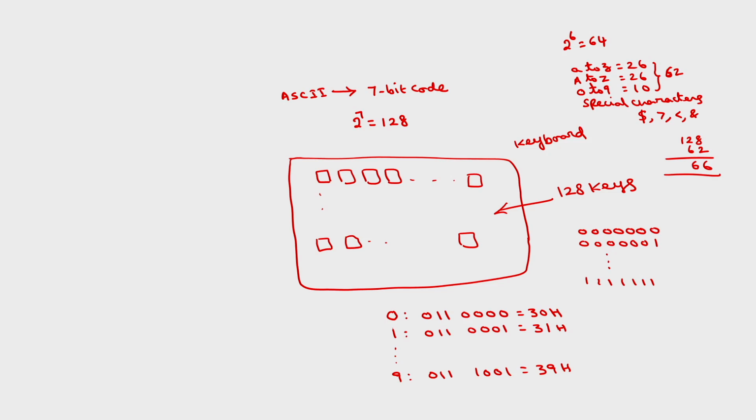Even if you want more special characters, more than a total of 128, we will go for extended binary coded decimal interchange code, EBCDIC. This is an 8-bit code. So using this, how many keys can we have? 2 raised to the power of 8, which is 256 different keys that can be incorporated in an EBCDIC keyboard. Okay.